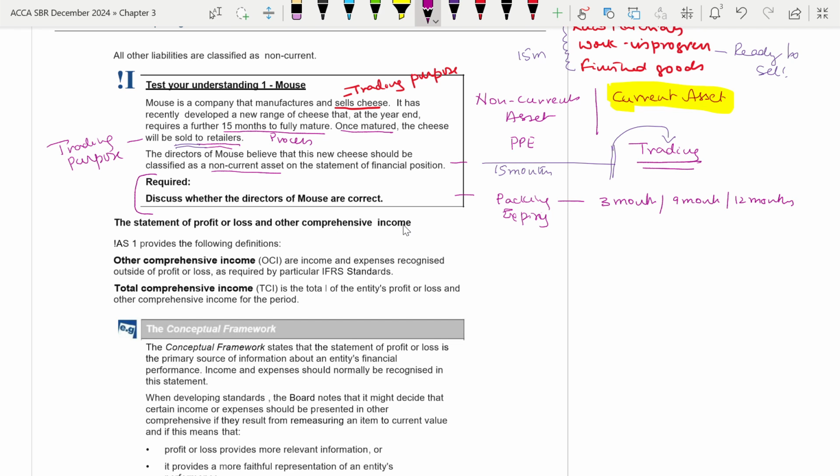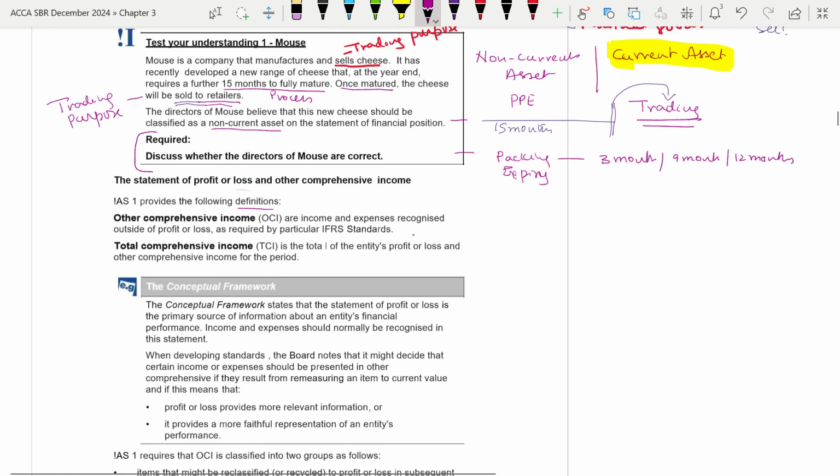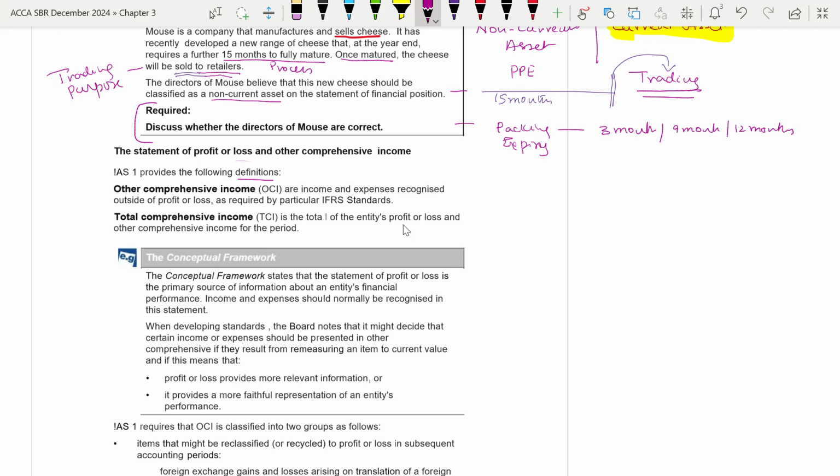Now, this is with respect to the current statement of profit and OCI. IAS provides the definition. These are the basic definitions. OCI is income recognized outside of the profit and loss account, not the normal course of business. That is the reason we will put one line here before we start OCI. Before we show profit for the year, we put OCI separately in bold letters, as required by the particular IFRS standard. TCI is the total of the entity's profit and loss and OCI for the period. Total means plus.